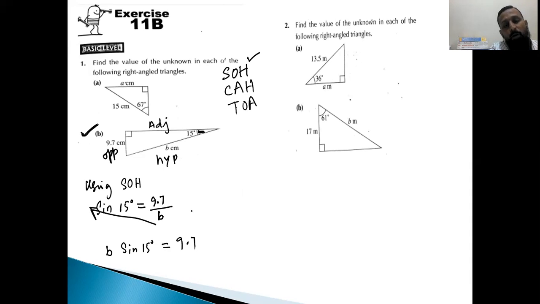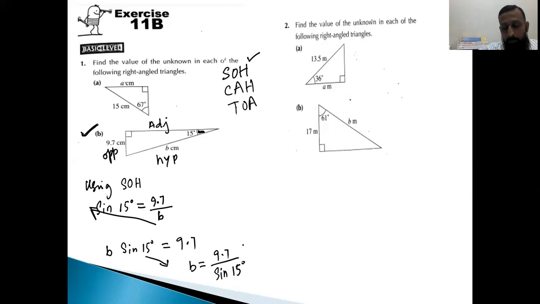Now, what is unknown? B is unknown. You can cross multiply this sine 15 downwards. So you have now B equals 9.7 divided by sine 15. So dear students, again, you have that built-in function in your calculator, a fraction function, that is a box upon box. Just use it.